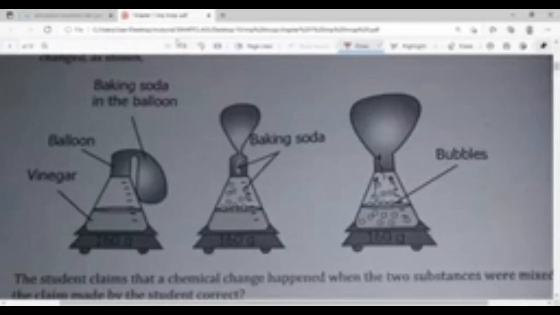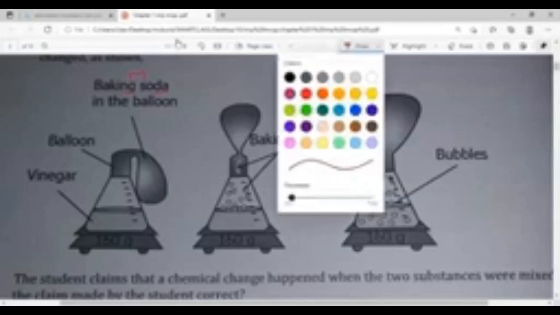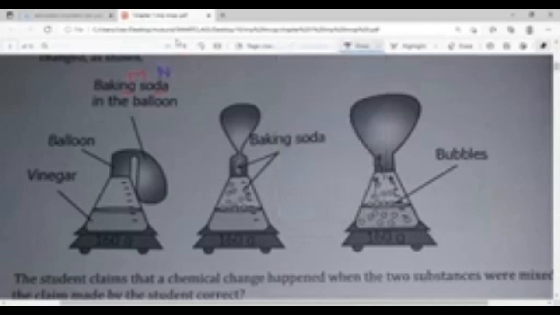Let me tell you about the baking soda. Baking soda is your NaHCO3, which is also known as sodium bicarbonate. It is also known as sodium hydrogen carbonate.